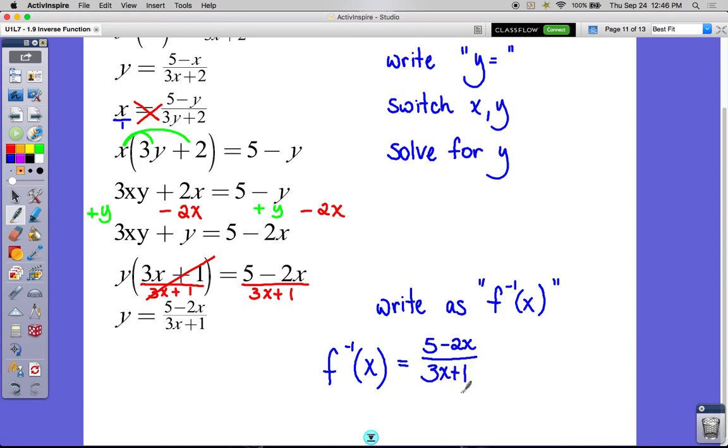This was a more complicated equation on purpose, because if you can rewrite a complicated equation as an inverse and create the inverse from a complicated equation, you can certainly do that with a simpler equation such as y equals like 3x minus 7 or something like that.